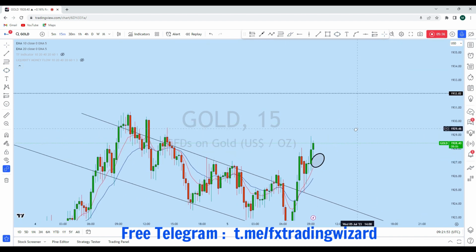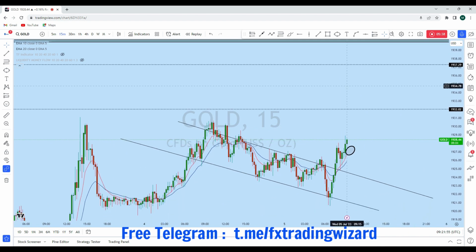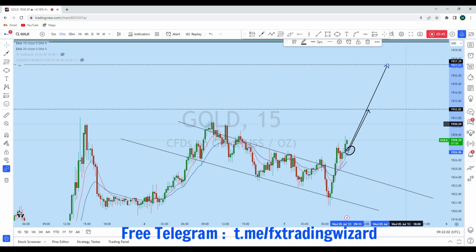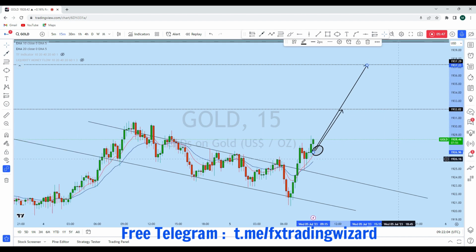As soon as we find a suitable entry on gold for this move to the upside on the lower time frame, we will consider going long again with a high probability trade setup with our students.